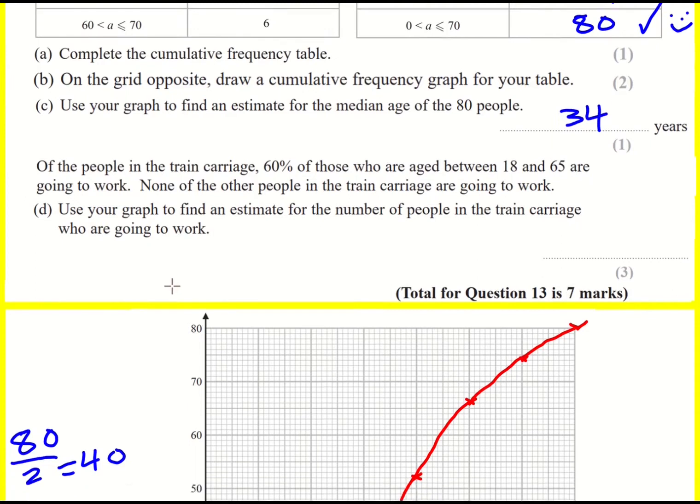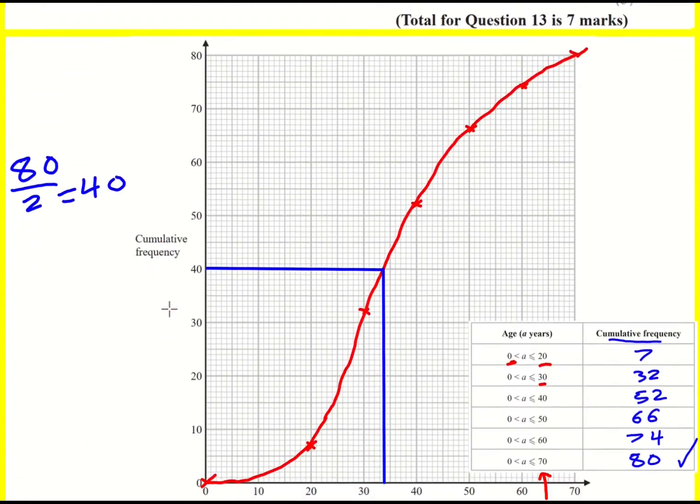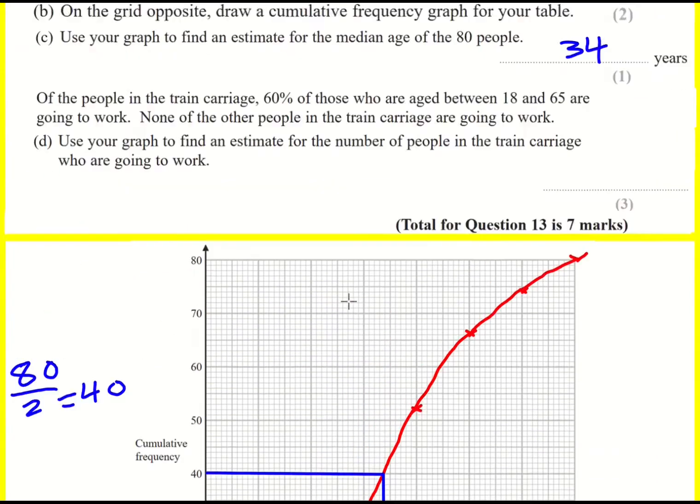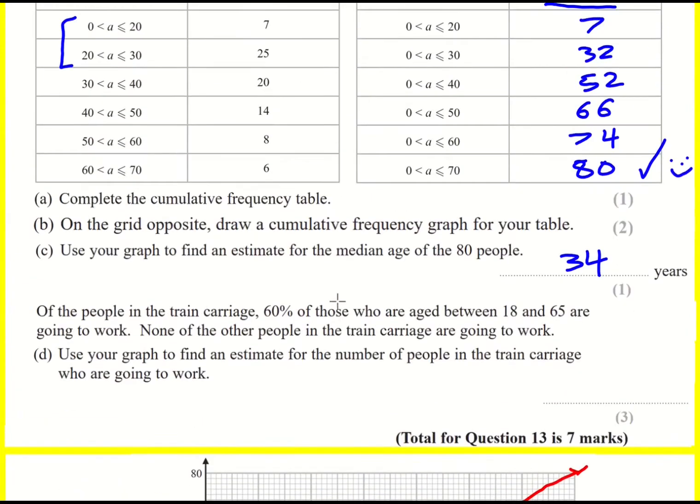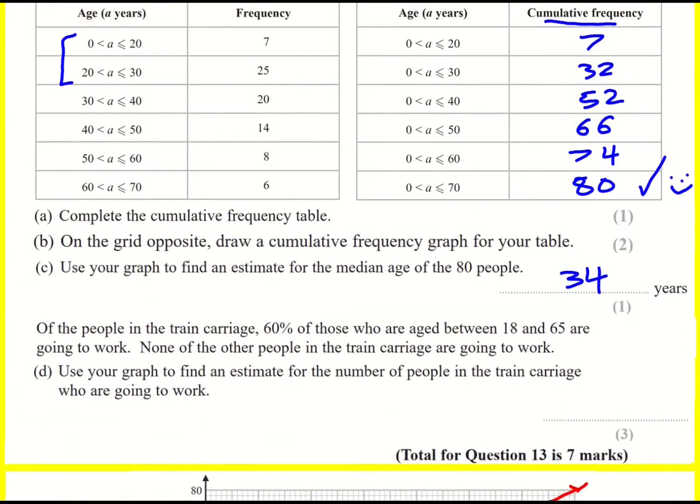I just checked in the answers, they accept 32 to 34. So I was right on the edge, to be honest. My line's quite thick, but yeah. So just be careful with it, but 32 to 34 is what they're looking for.